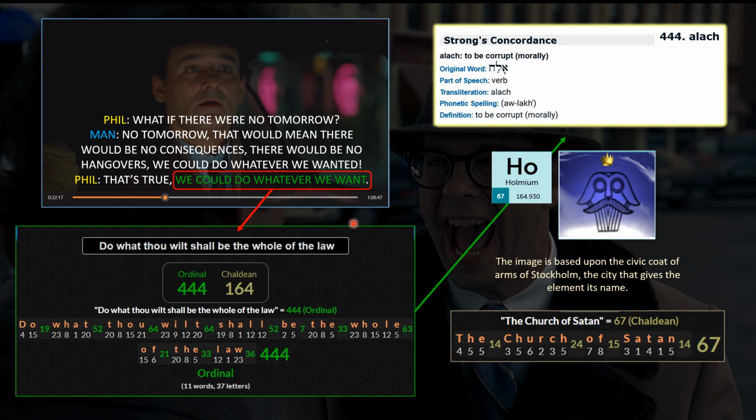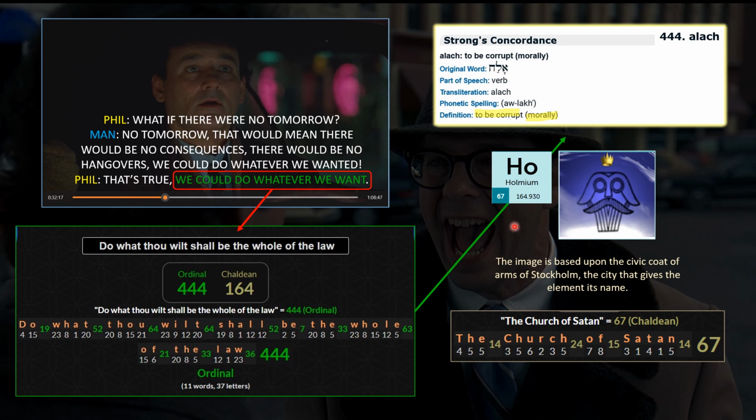goes right back to Aleister Crowley's teachings from Thelema, or one of the primary doctrines of Satanism, called "Do what thou wilt shall be the whole of the law." And that sentence gives us a score of 444 in English Ordinal and a 164 in Chaldean. 444 in the Bible matches the word alak in Hebrew, and the word alak means to be corrupt morally.